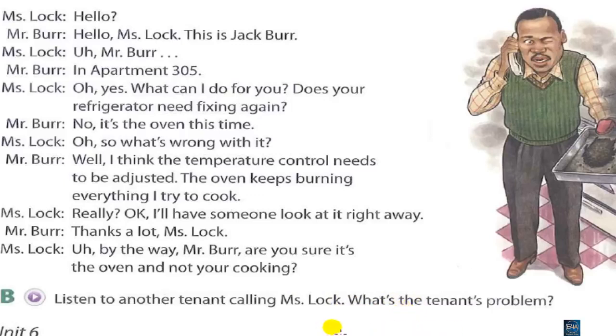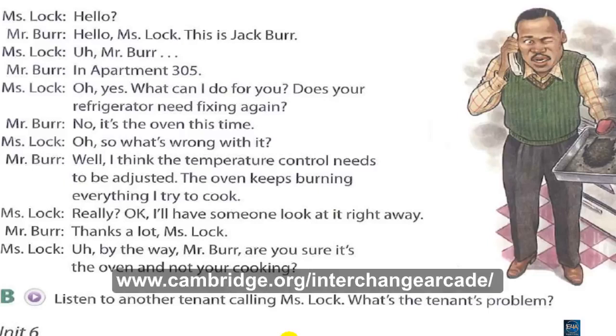That's the end of unit number 6, part 1. Homework number 1, you should study by heart and keep the words by heart. Number 2, listen and repeat. Number 3, go to www.cambridge.org/interchange for exercises.